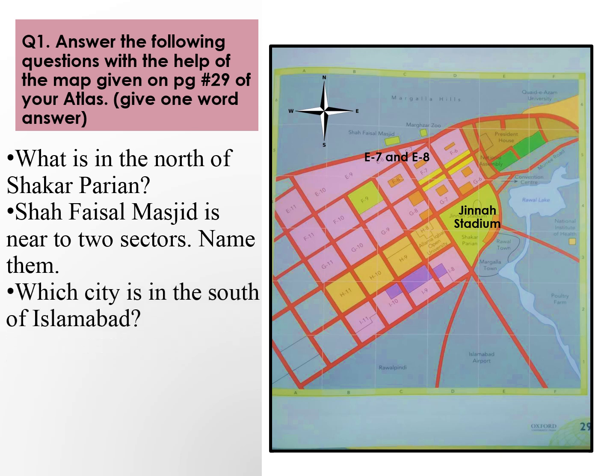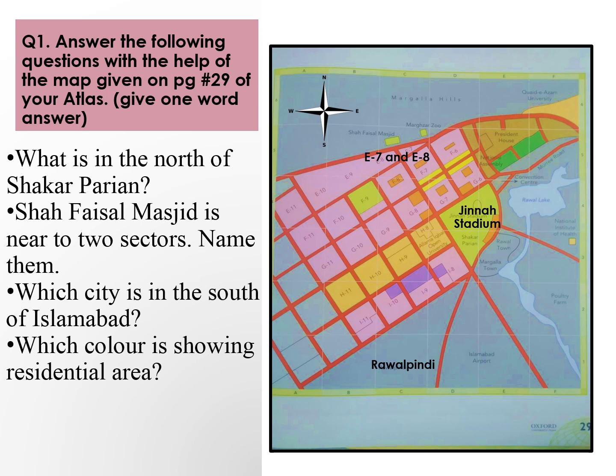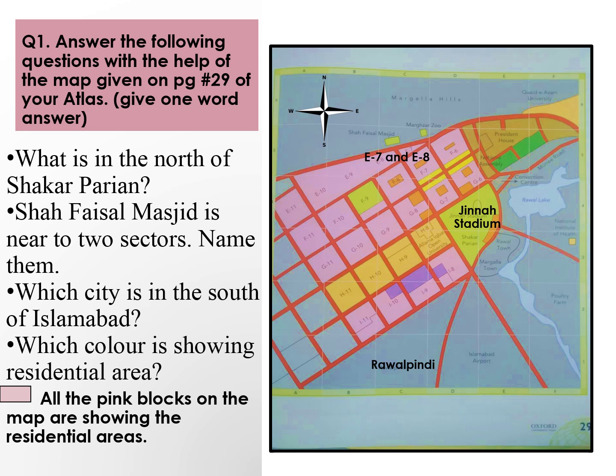Number 3. Which city is in the south of Islamabad? Look at the cardinal direction and see the direction south. What do we have here? Rawalpindi. So, Rawalpindi is to the south of Islamabad. Question number 4. Which color is showing residential area? Now, what do we have here? Yes, all the pink blocks on the map are showing the residential areas. Very good.